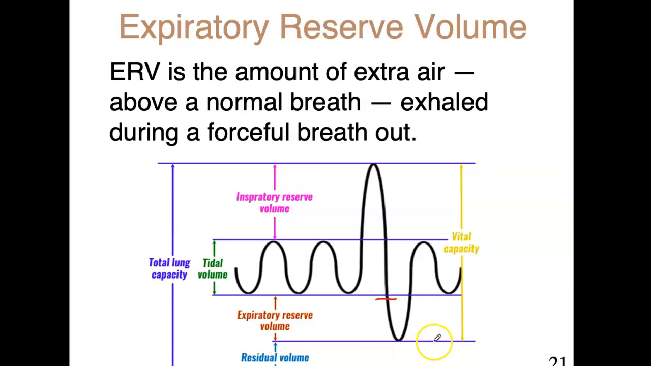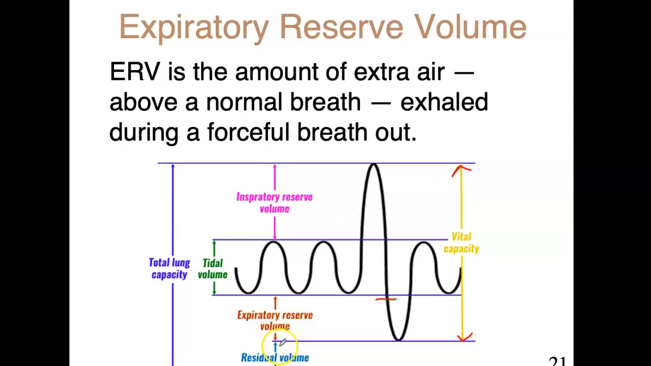The value then that would include the tidal volume plus the inspiratory reserve plus the expiratory reserve would go from the bottom here all the way to the top. And that is a very important value. And that's called vital capacity. That is how much air you can actually move forcefully. So it's a capacity that your lung has to be able to move air.